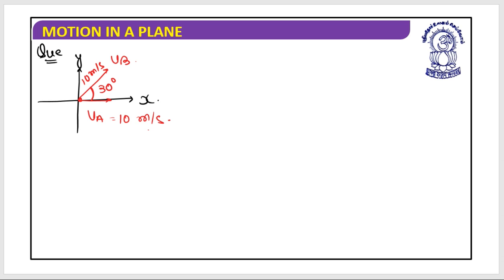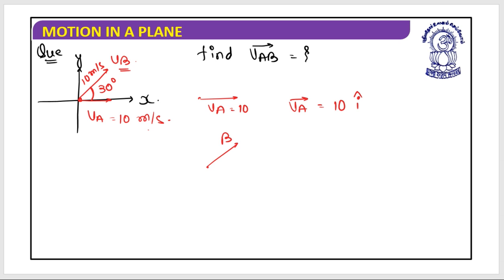What do I need to find out? I need to find VAB, that means the relative velocity of A with respect to B. One approach, and probably the safest approach, is that I consider VA, which is 10, so VA is equal to 10 i cap. VB: particle B is moving in this direction. This angle is 30 degrees.